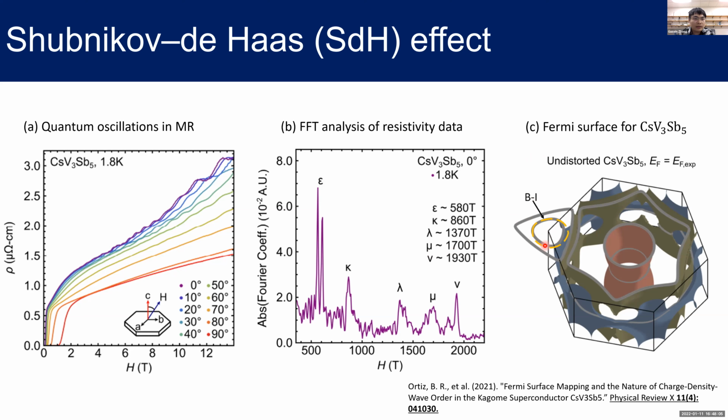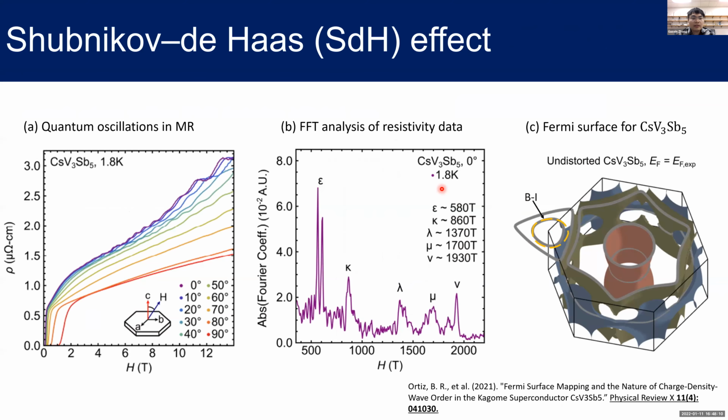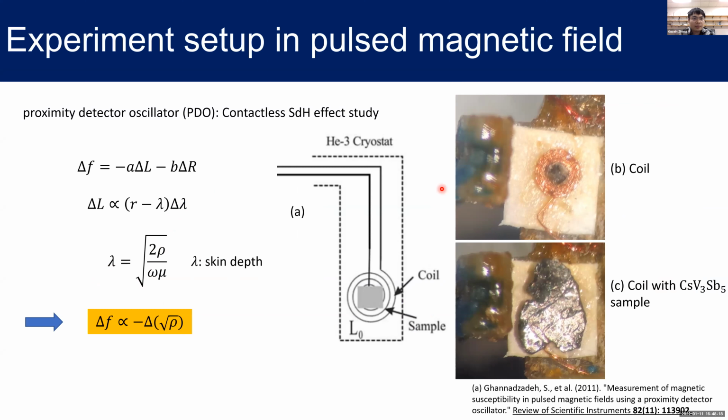And next is our experiment. What they did is put the material in the low field, and we want to put the material in the high field to see what will happen. So we did the experiment in the pulse magnetic field using the proximity detector oscillator, which is a contactless SdH effect study method. And figure A here is our setup. We have the coil and the sample. Figure B is the picture of our coil, and figure C is when we put the sample on the coil.